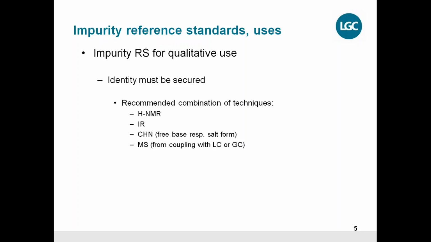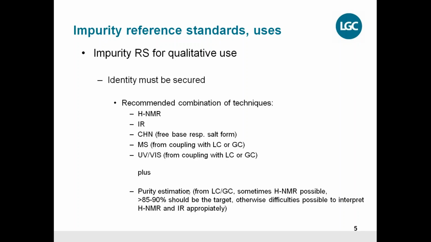Also, mass spectrometry from the coupling with liquid chromatography or gas chromatography is a tool that you should always look at. And of course, you should always interpret the spectra with regard to the substance that you have at hand. And you see here also that I wrote UV-Vis, that information you also get from coupling with liquid chromatography and/or gas chromatography, of course. And here you see also that the techniques that ANVISA is mentioning, HNMR, infrared, and mass spectrometry, are also mentioned here. What we would also recommend to have at hand is a kind of purity estimation, at least, from the liquid chromatography or the gas chromatography.